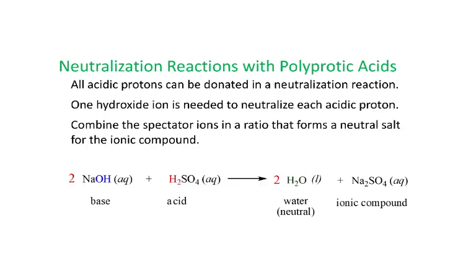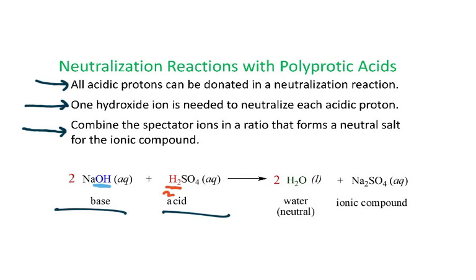So let's take a look at this. All acidic protons can be donated in a neutralization reaction. 1 hydroxide ion is needed to neutralize each acidic proton. The spectator ions combine in a ratio that forms a neutral salt. And so let's take a look. And of course, color coding, OH minus here is needed for each H, and there are 2 H's. So we're going to need 2 OH's, which comes from 2 sodium hydroxides and 1 sulfuric acid.